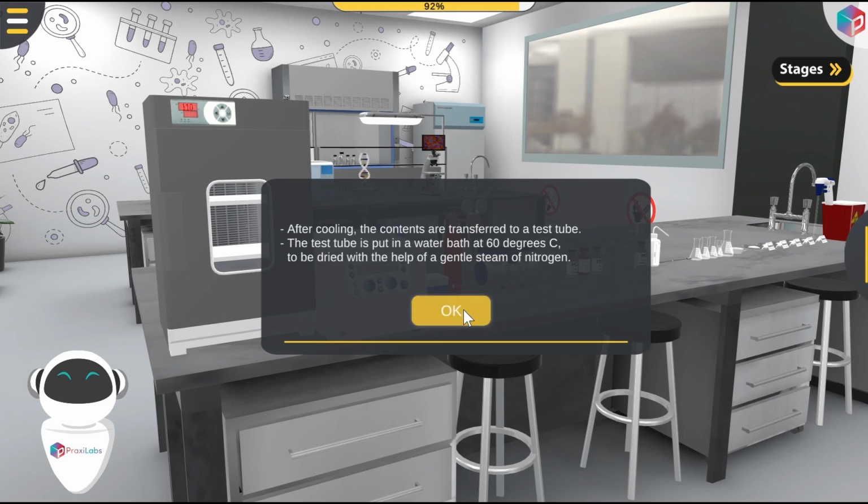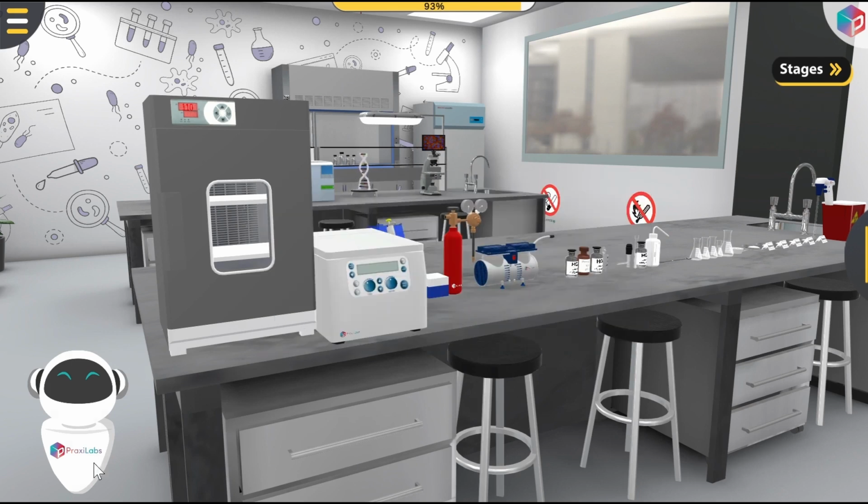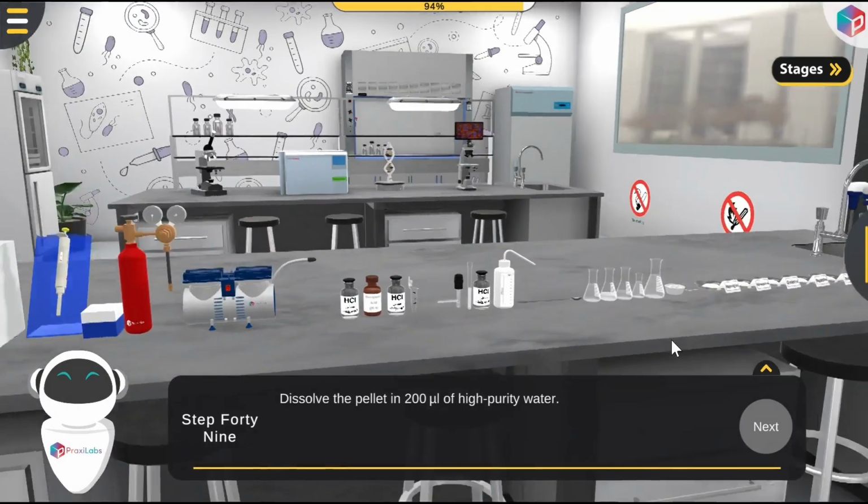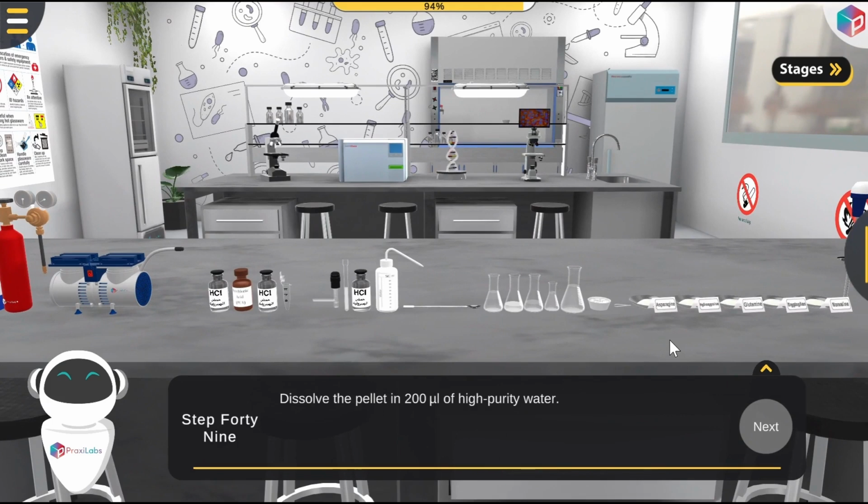After cooling, the contents are transferred to a test tube. The test tube is put in a water bath at 60 degrees Celsius to be dried with the help of a gentle stream of nitrogen. Step 49. Dissolve the pellet in 200 microliters of high-purity water.